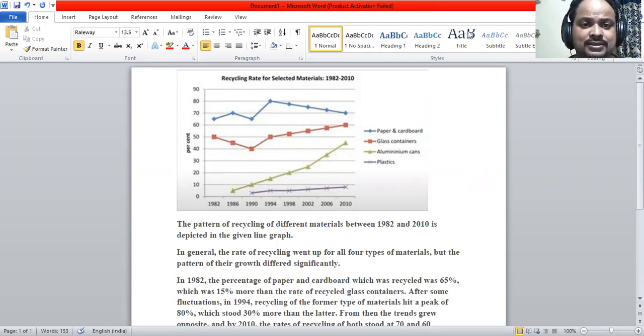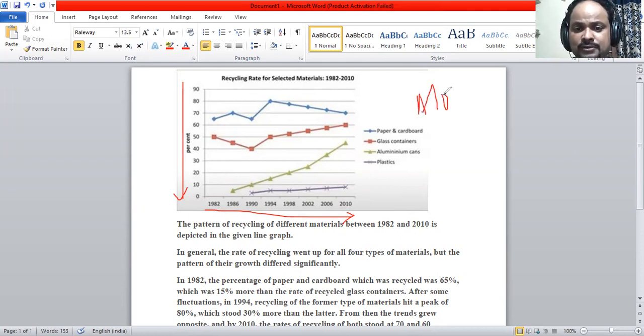The vertical axis clearly shows the percentage of recycling. And this horizontal axis shows the year, the time frame. So this is a movement chart. So we have to use change vocabulary.